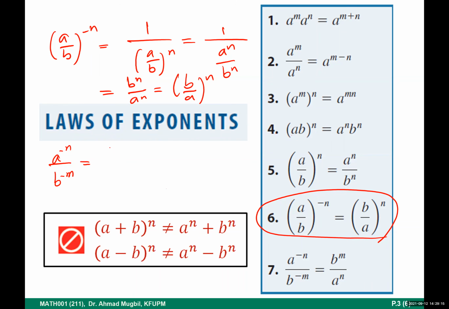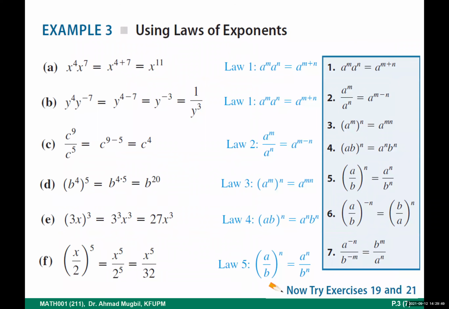Now here it will be 1 over a to the power n all over 1 over b to the power m, which will be equal to what? 1 over a to the power n multiplied by the reciprocal, which will be b to the power m over a to the power n. So this just suggests that when you want to change the sign of the exponent from positive to negative, if they are factors, you can move them from the numerator to the denominator and vice versa.